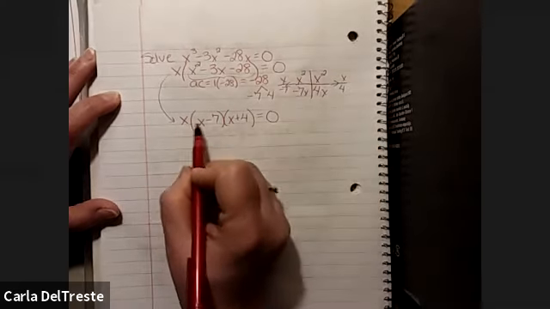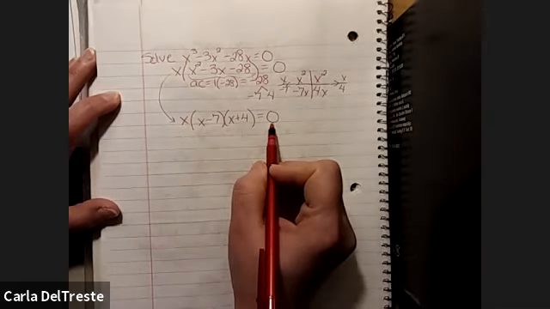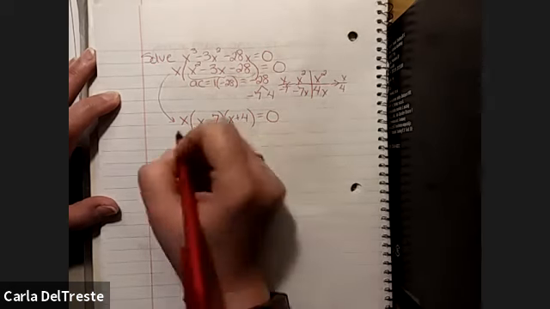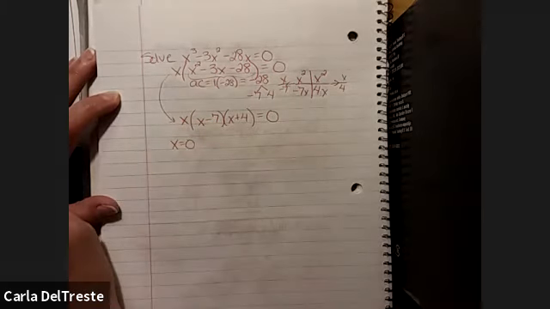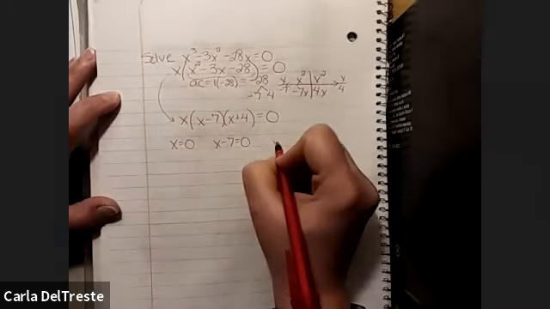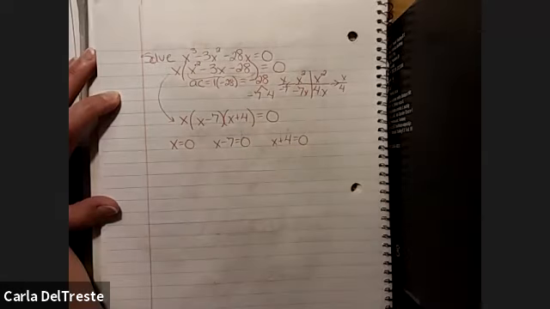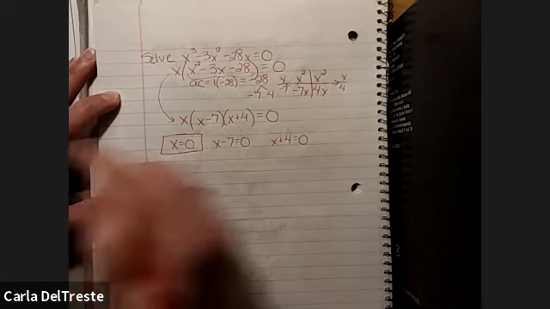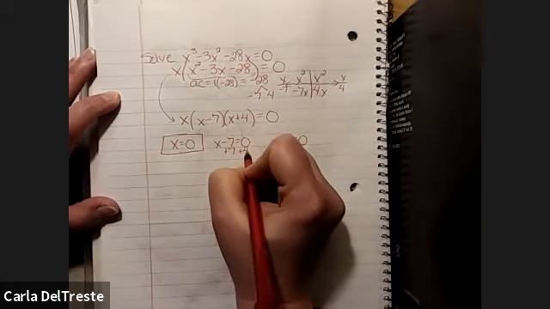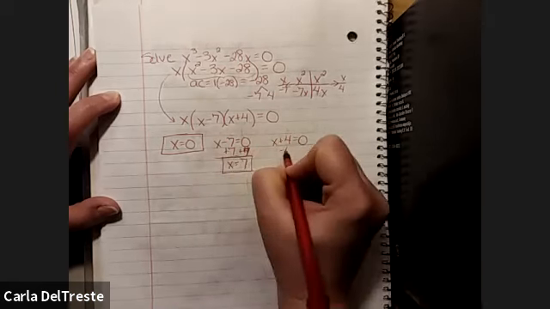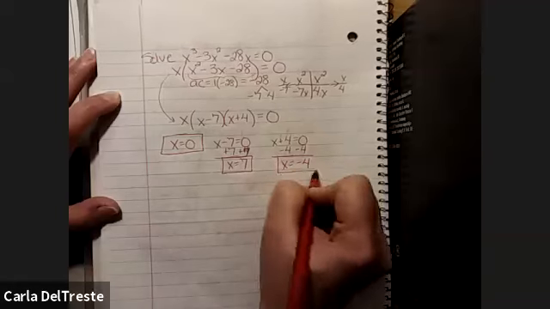And now, do I have a product set equal to 0? I absolutely do. This times this equals 0. So that means that either x has to be 0 or x minus 7 has to be 0 or x plus 4 has to be 0. I'm already done with this one. I already know that that's one of the solutions. I have to do a little bit of algebra for both of these. So I get x equals 7. And then subtract 4 from both sides. I get x equals negative 4.